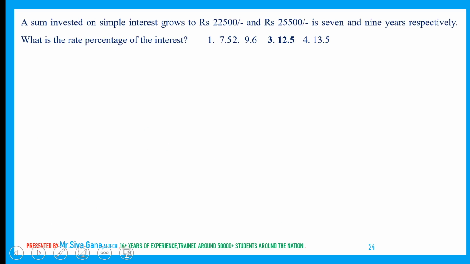Next question. The sum invested at simple interest grows to 22,500 and 25,500 in 7 and 9 years respectively. What is the rate percentage? Very simple question, right? For 7 years, the amount is 22,500. Simple interest case this is.